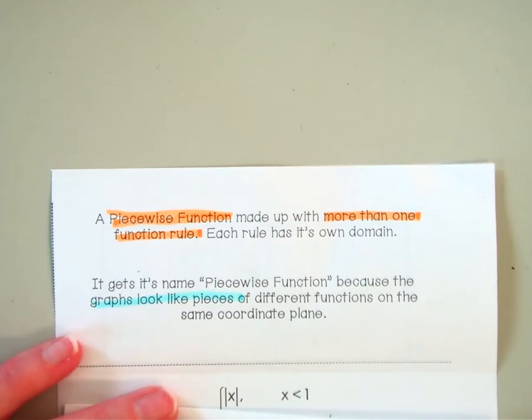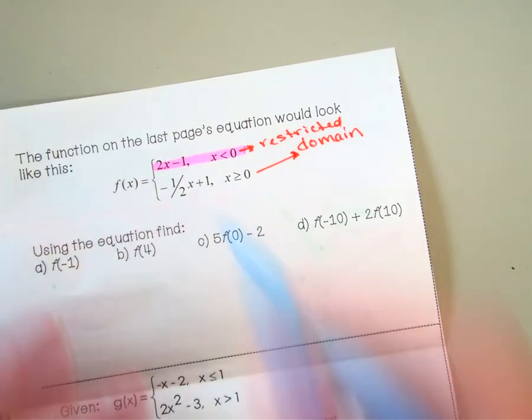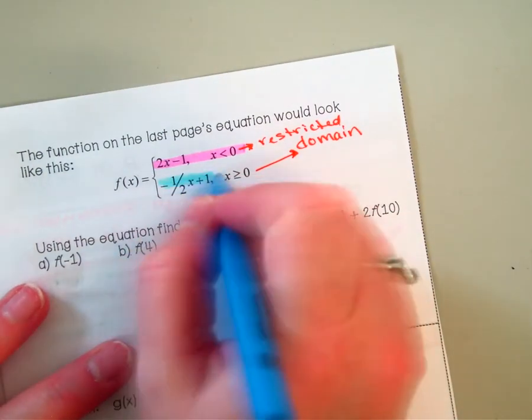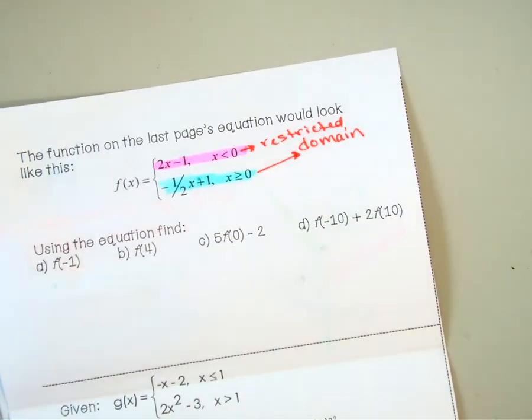So if I flip back for a second, that's this green part of my graph right there. Then my other equation here, that was our other half, negative 1/2 x plus 1. We used that when x was greater than or equal to 0. So we have our function rules of our two pieces right there.